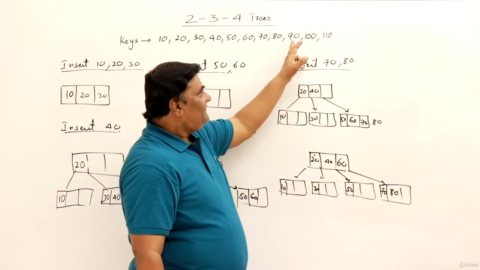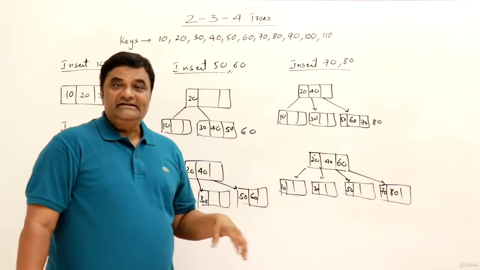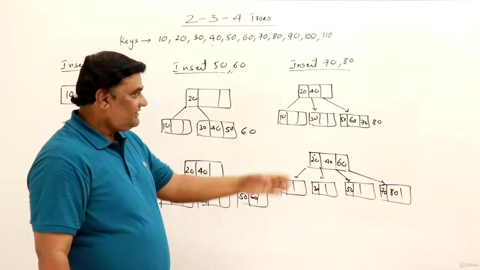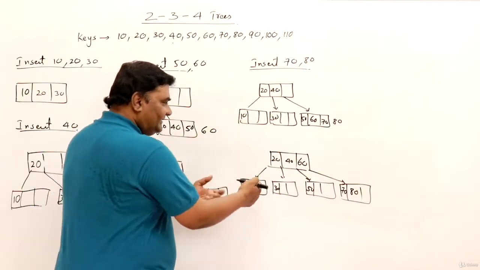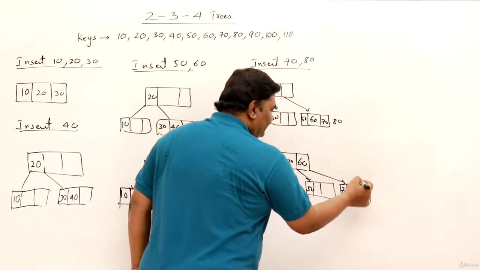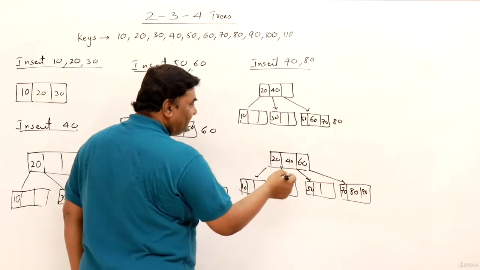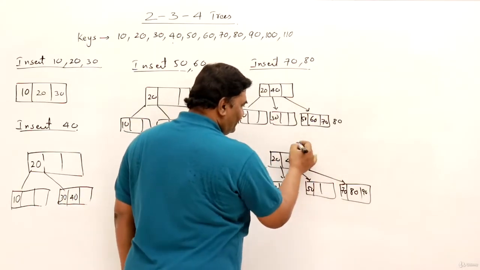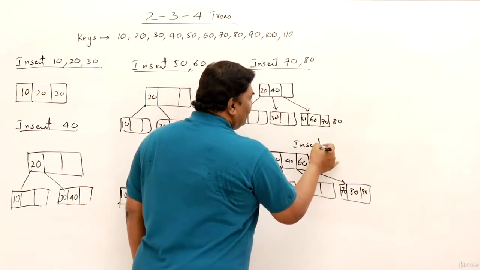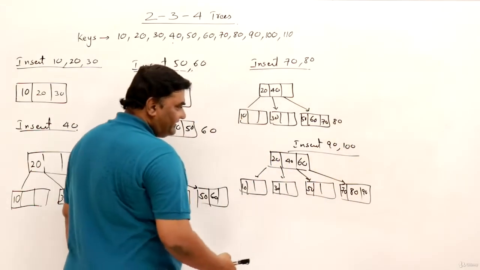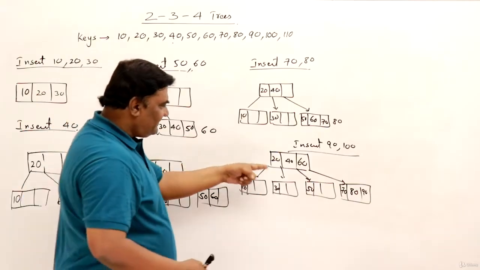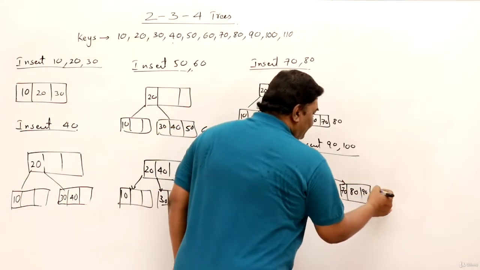Now the remaining nodes I have are 90, 100 and 110. So next let us insert 90 and 100 and see it here. If I insert 90, I will directly insert it here only. So 90 will be inserted here. Actually this is the result of this one, but there is no space, so I will show it here only. So insert 90 as well as 100. 90 I have already inserted. When I try to insert 100, 100 comes here and there is no space here.